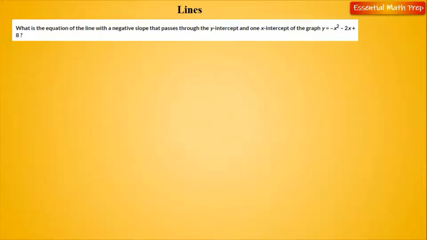What is the equation of a line with a negative slope that passes through the y-intercept and one x-intercept of the graph, right? It's very important that you realize that the slope is negative, because this is a trickier problem. So first, let's say it passes through the y-intercept. If it's the y-intercept, that means x must be equal to 0. So if you take this equation, y equals negative x squared minus 2x plus 8, and you substitute x equals 0, then y equals 8. So the line passes through 0, 8 for the y-intercept.